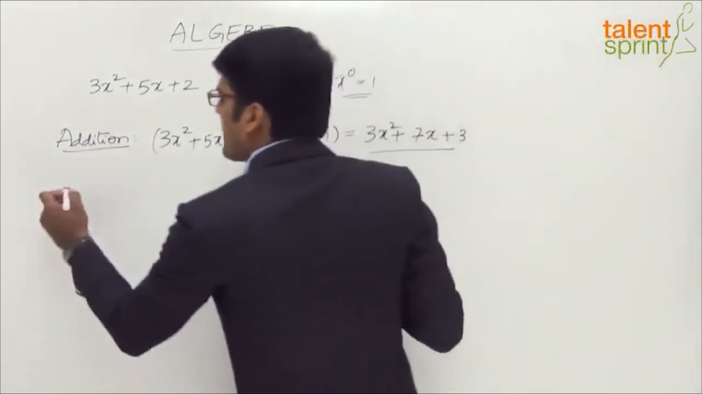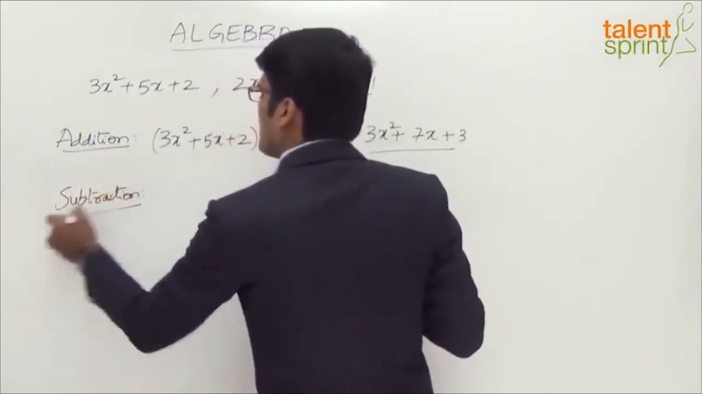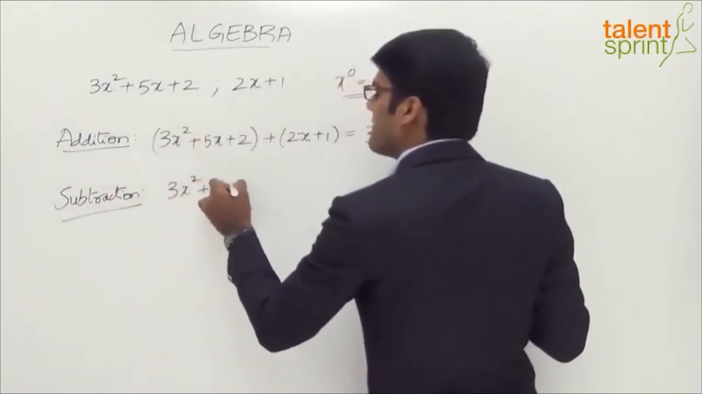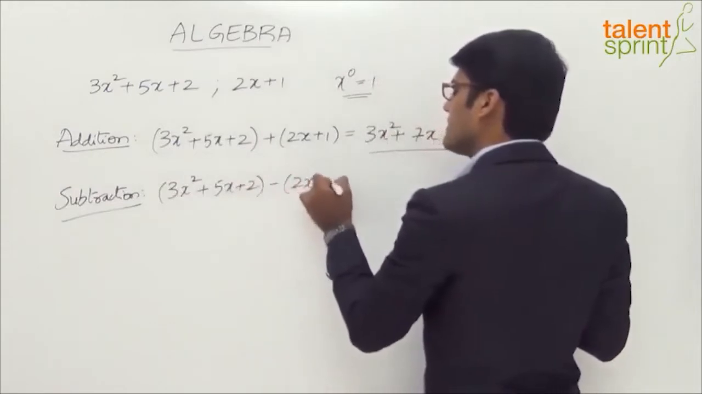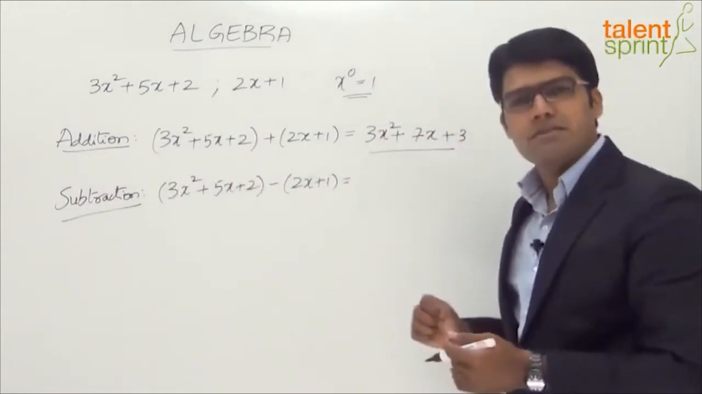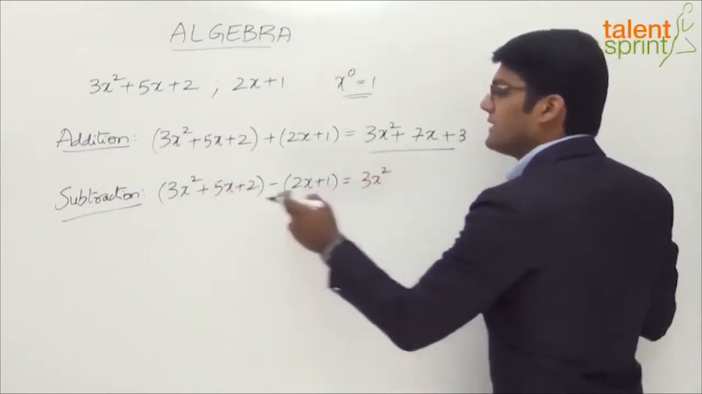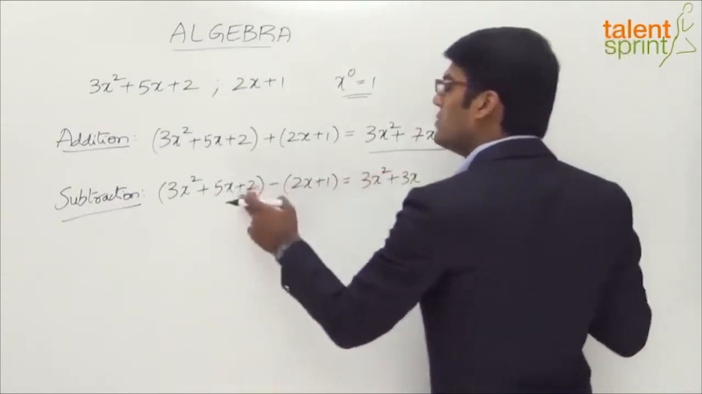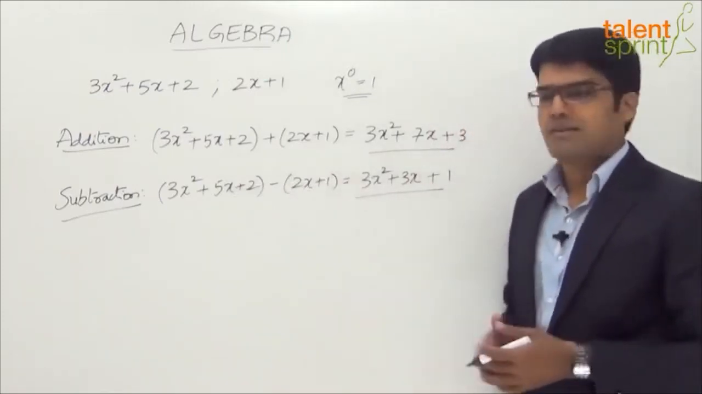Likewise, how do we subtract, right? Subtraction of the two polynomials. Let's take the same one. So 3x squared plus 5x plus 2 minus of 2x plus 1. So more or less the same, right? Arithmetic addition. Here we have to just do the subtraction. So 3x squared will remain as it is, 3x squared. Then 5x minus 2x will give you plus 3x. And 2 minus 1 will give us 1. So this is the difference of the two polynomials.